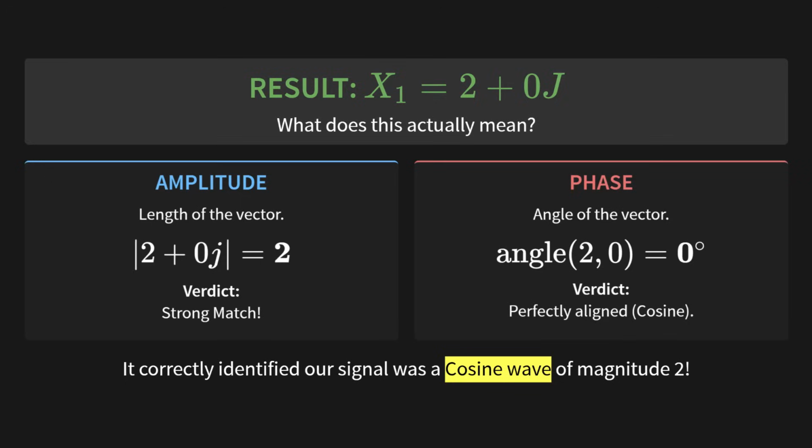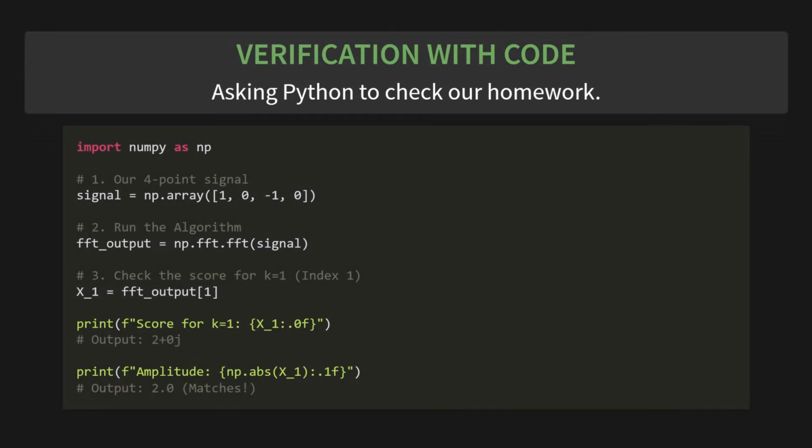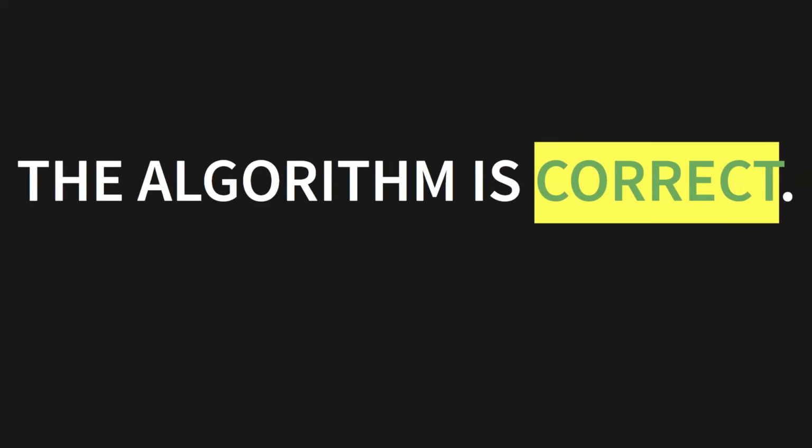It worked, but you don't have to take my word for it. Let's ask Python to check our homework. First, we define our 4-point signal in a NumPy array: 1, 0, -1, 0. Second, we run the algorithm. We call numpy.fft.fft on our signal. Third, we just look at the result for k equals 1, which is at index 1 of the output. And what does it print? The score for k equals 1 is 2 plus 0j. The amplitude is 2.0. It's a perfect match. So, the algorithm is correct. You just proved it by hand.